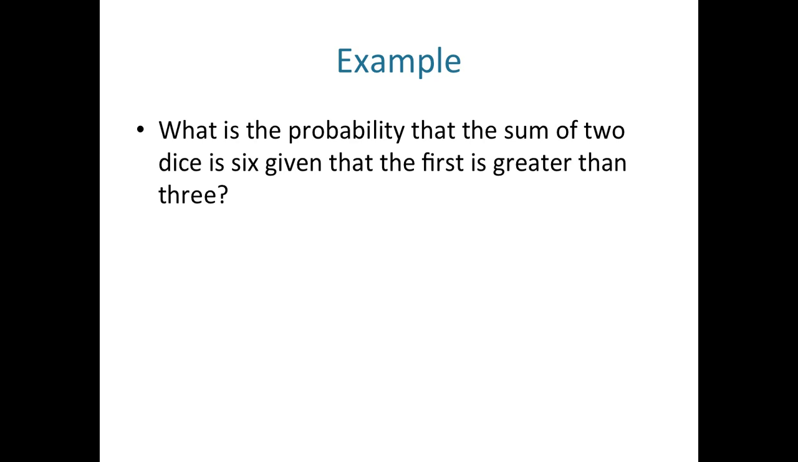For example, what's the probability that the sum of two dice is 6 given that the first is greater than 3? So we throw two dice. For the first one, we get a number larger than 3. What's the probability that the sum of the two will be 6? We're going to be looking into how we can solve this manually, but also with R. Okay? How would we solve this manually?